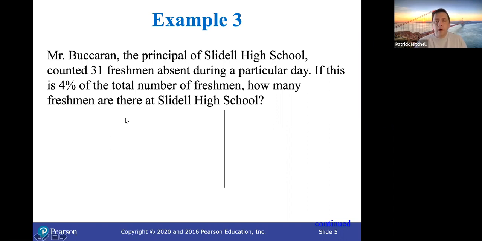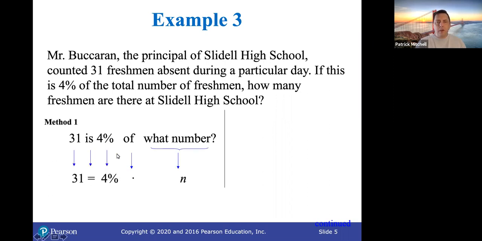All right, so this time we're going to use both methods. Of course, you only have to use one. So this first method would be what we went over in section 6.3, I believe. So in terms of writing it as a sentence like this, 31 is 4% of what number? Is becomes equals, of becomes times, what number becomes n.